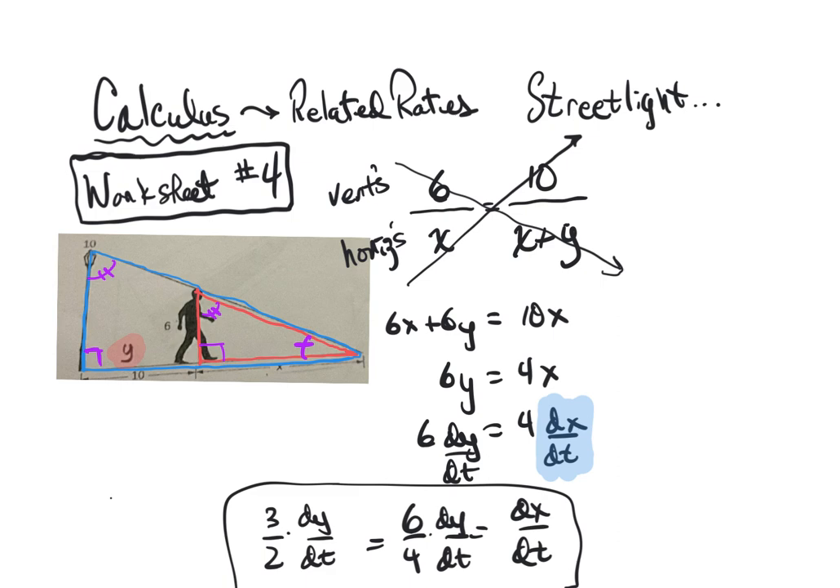Now that we have the rate formula, dx/dt is equal to 3 halves times dy/dt. Now we can answer the question, which is, at what rate is the tip of the shadow moving away from the lamppost when the person is 10 feet away? What I will point out is please notice that in your rate formula, there's no x and there's no y. Really, the only value we're inputting into our rate formula is the value for dy/dt.